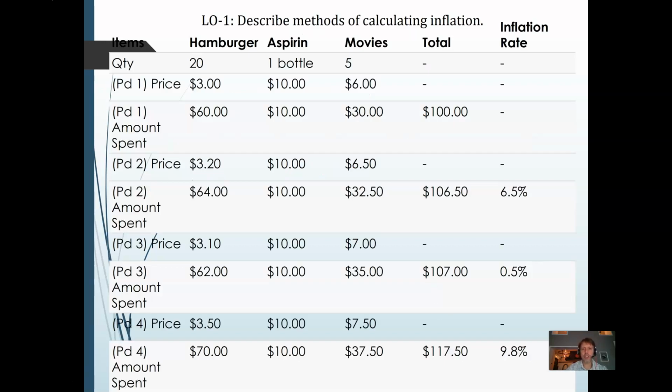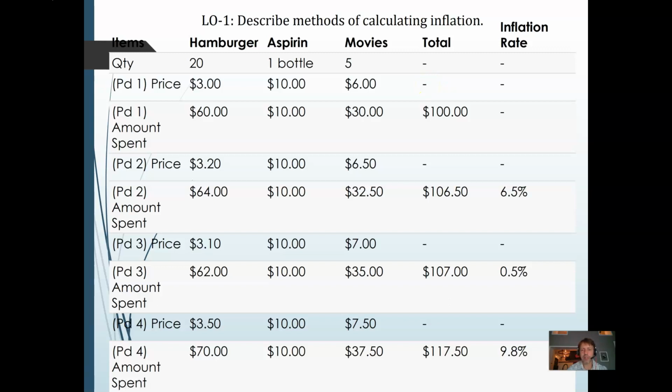So the calculations here may be a little confusing, but this is not hard math and you can always use a calculator. We're going to look at this first one right here before we get to the first blue line. And what they're saying is you have three things: hamburger, aspirin, movies. Remember, we keep things simple, so we just have those three things. We bought 20 hamburgers at $3 each, so 20 times 3 is 60. One bottle of aspirin at $10, so 1 times 10 is $10, and 5 movie tickets at $6 for 30 bucks, and that totals our $100 spent.